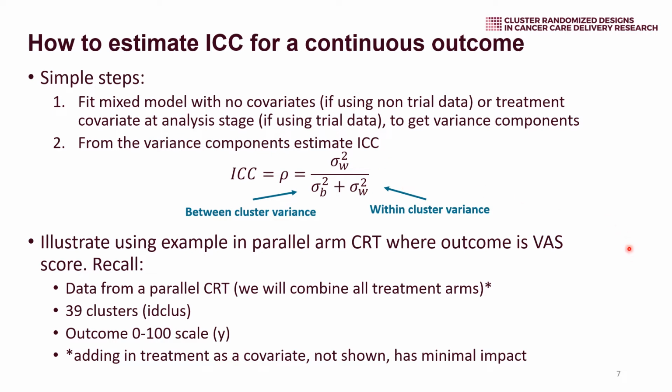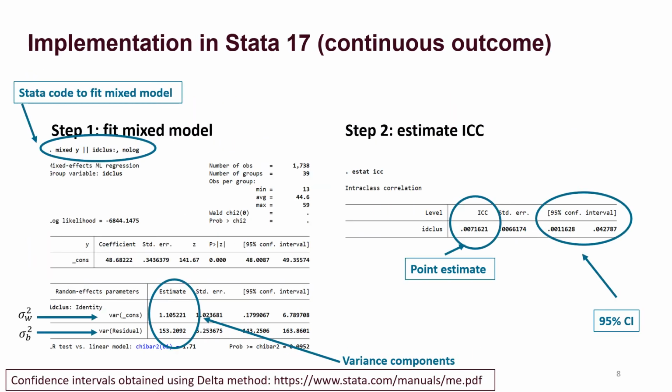So we're going to illustrate this process in the parallel arm cluster randomized trial where the outcome is a VAS score. So we've seen this example before. Remember, the data comes from a parallel trial. We're going to combine all of our treatment arms here just for simplicity. It's got 39 clusters. The variable in the data set that denotes the cluster is ID class. The outcome is the VAS score. It's measured on the scale 0 to 100. In our data set, this is coded by the variable Y. And we might or we might not put in the treatment as a covariate. It's not shown and it has minimal impact.